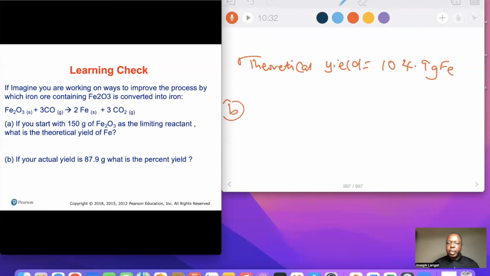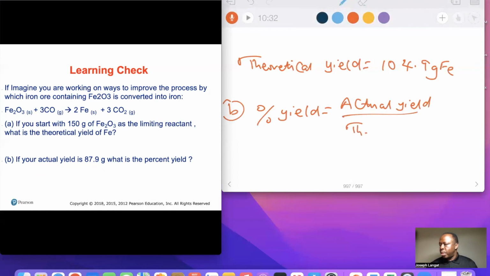B, percent yield, and you should know this equation. Percent yield, sometimes we abbreviate this. Percent yield is given by actual yield over theoretical yield times 100%. So this is the actual. Sometimes terms such as "this was produced" indicate the actual yield.